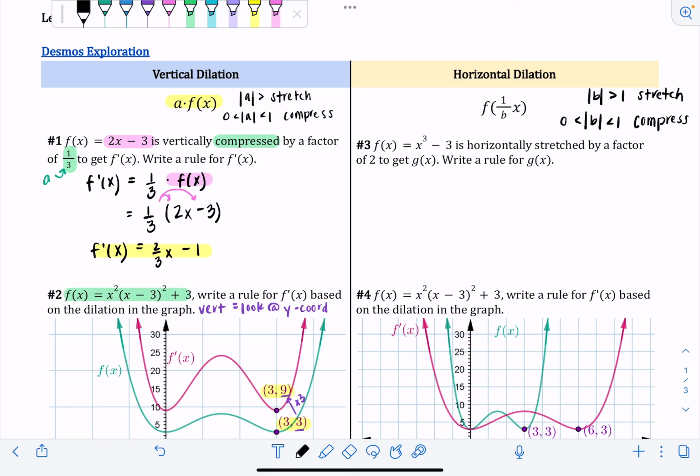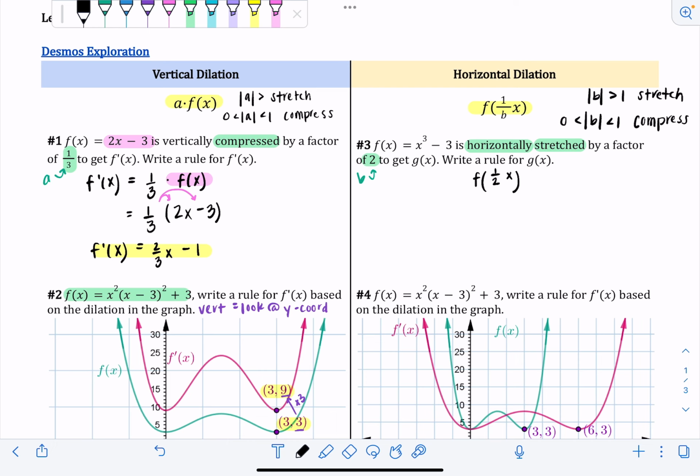So for number 3, f of x equals x cubed minus 3 is horizontally stretched by a factor of 2 to get g of x. So again, it's nice to know that it's stretched, but really the factor of 2 is automatically a stretch. We don't have to do anything funky for the stretch. We just have to make sure that we're doing it horizontally. So if it's horizontal, it would be using this formula versus the first formula we used, which would be for vertical. Okay, so if we rewrite our formula f of 1/b x with that actual stretch factor in there, b would be 2. So this would be f of 1/2 x.